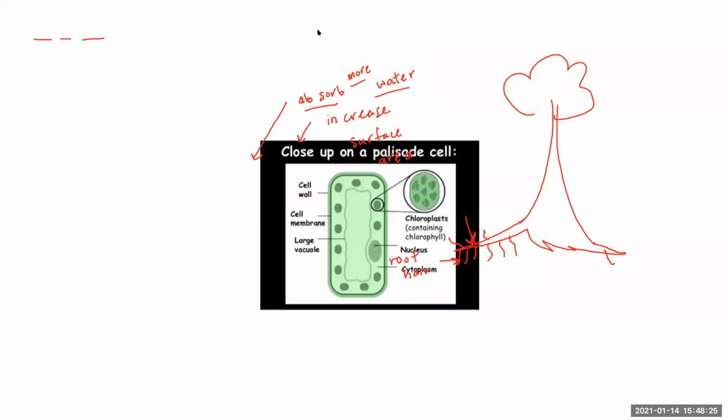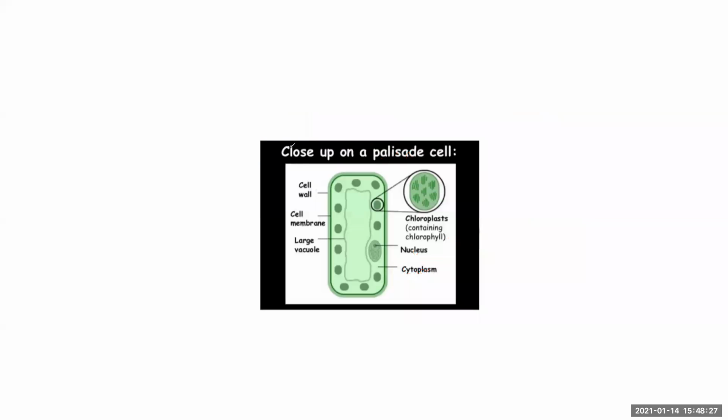Finally, we are going to talk about a palisade cell. A palisade cell is the typical cell on the leaf of a plant. Because the leaf of the plant is green, of course, the palisade cell has this very special organelle called the chloroplast. The chloroplast is essential in photosynthesis. It contains chlorophyll so that it can undergo photosynthesis. So if you can see, there are many chloroplasts.